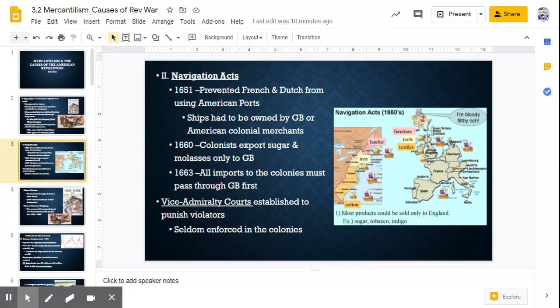In order to also regulate and enforce these rules, the Lords of Trade created something called Vice Admiralty Courts. And these courts had tremendous power. So if you were caught smuggling, you might go to a Vice Admiralty Court. They enforced a lot of the navigation acts with ships coming in and out of England directly. They did very little enforcement in the colonies. That will all change after the French and Indian War.